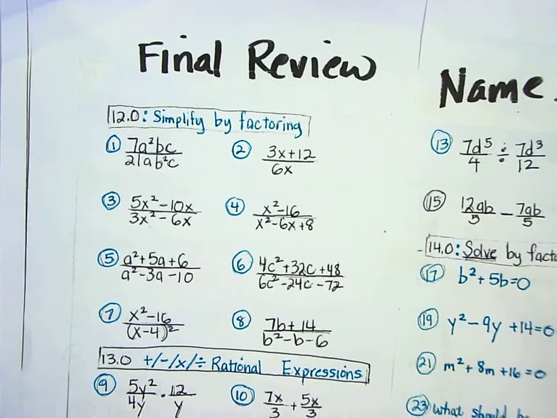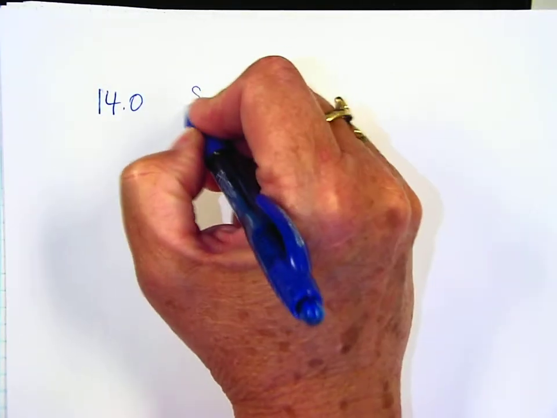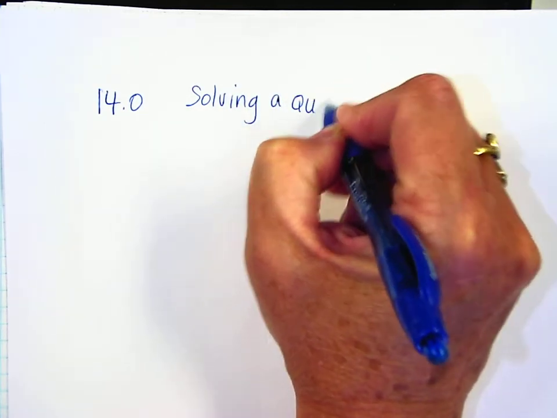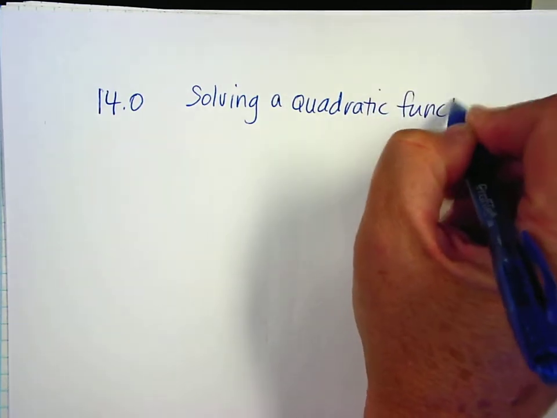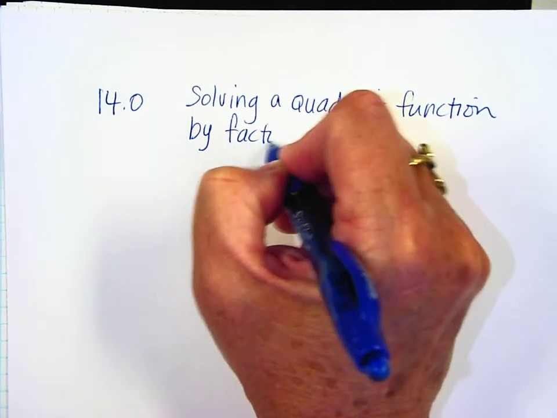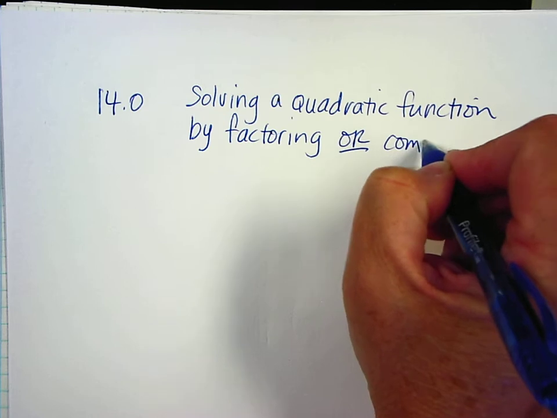All right, we're working on our final review for the spring final, and we're going to begin with number 17. And number 17 addresses the standard 14.0, which is solving a quadratic function by factoring or completing the square.